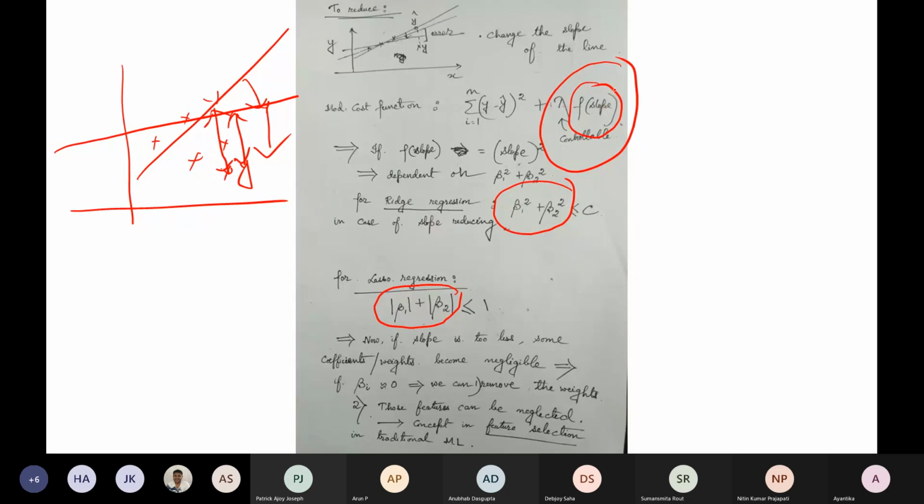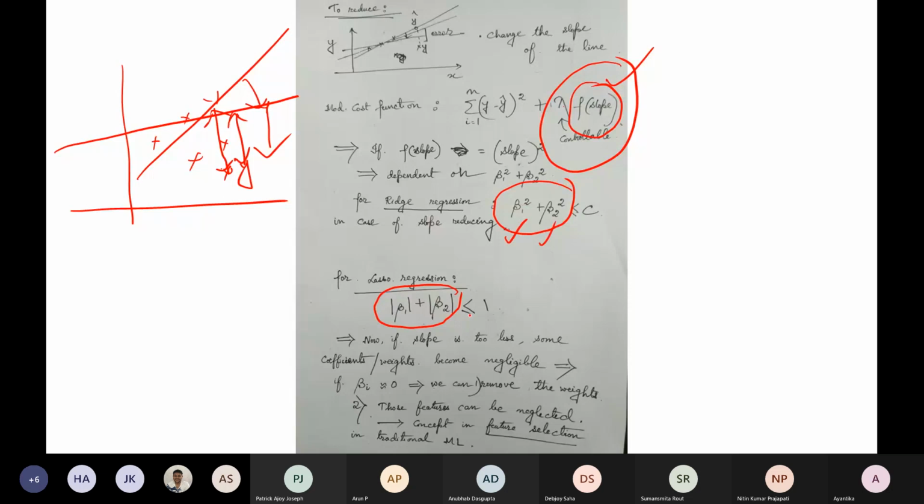Basically, what penalty we will add will be dependent on some controllable parameter, this lambda, along with some relation between the weights or coefficients. Based on the regression process we are choosing, the intermediate relation between these weights will change. This is beta 1, beta 2, this is sum of squares, this is additive.